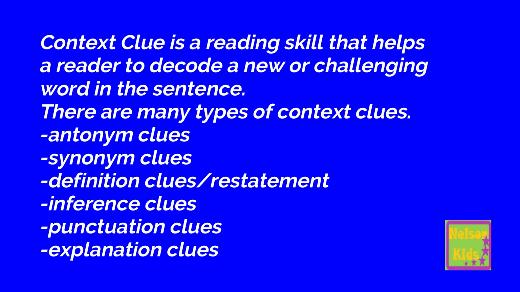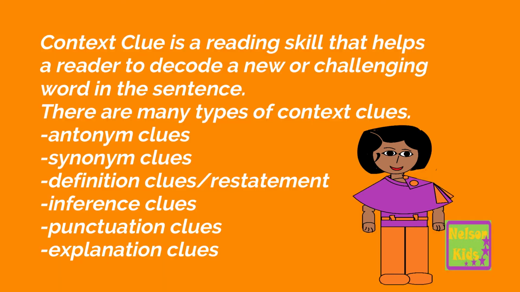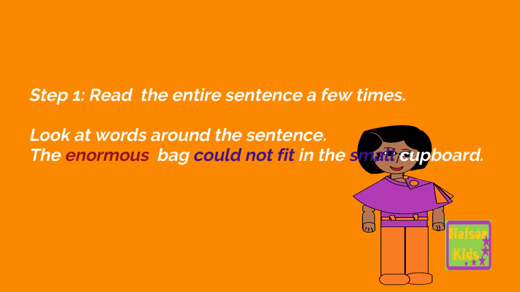Context clues involve the way a word is used in a sentence. You do not always need a dictionary to find the meaning of a word. By using context clues, what you have to do is read the entire sentence a few times. After reading the sentence a few times, then you look at words around the sentence. If there are no words in the sentence that guide you to the answer, then you are not actually executing the skill.